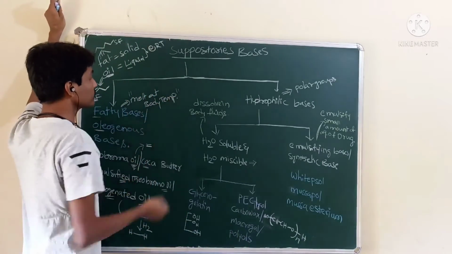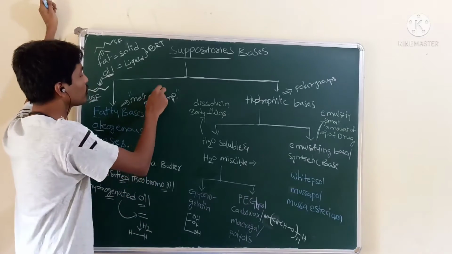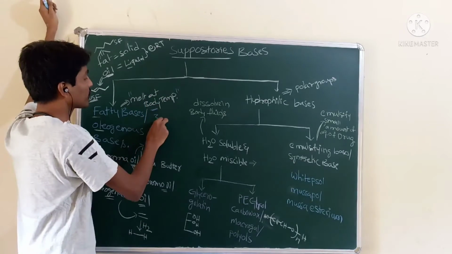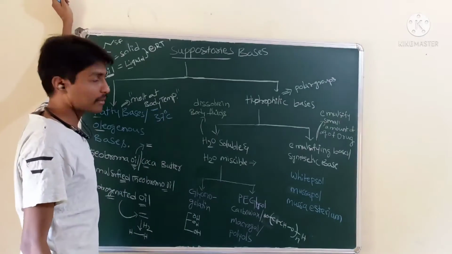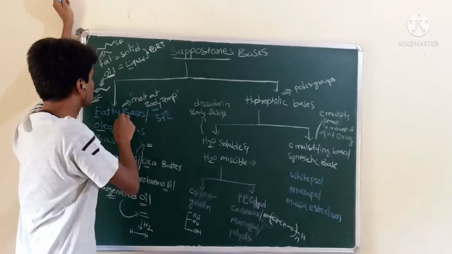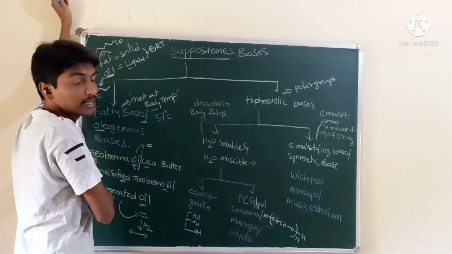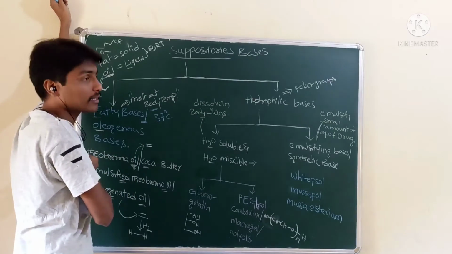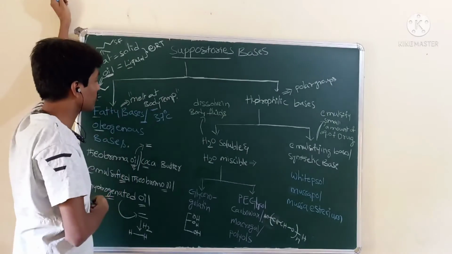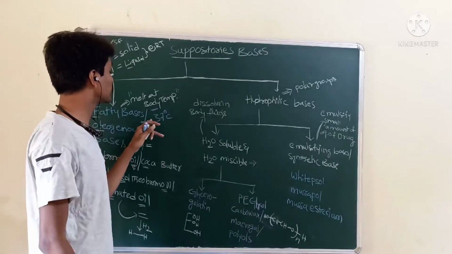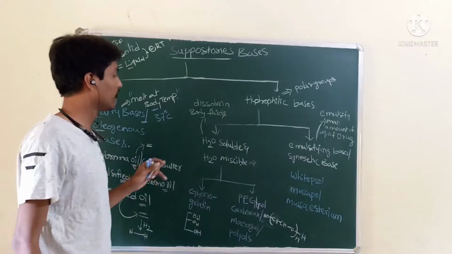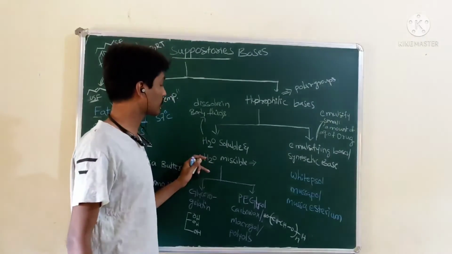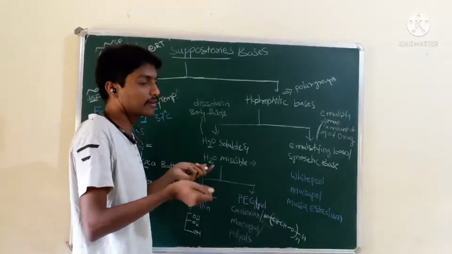I need to tell one thing about fatty bases. They need to melt at body temperature, 37 degrees centigrade. This fat needs to melt, otherwise it is not at all useful. So this is about the importance of melting point in the case of fatty bases.